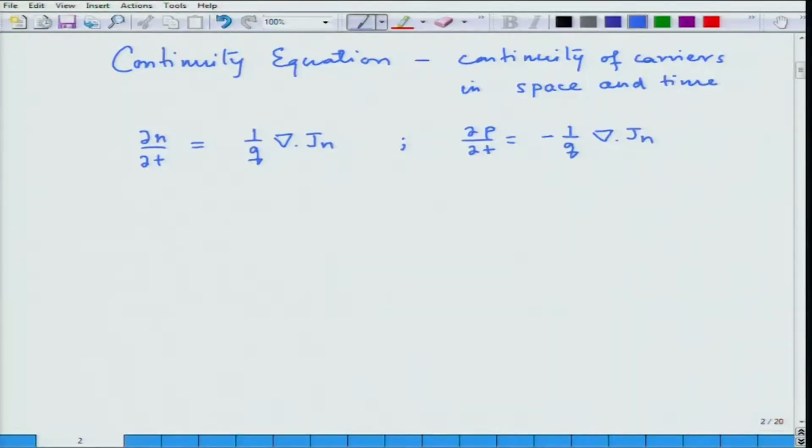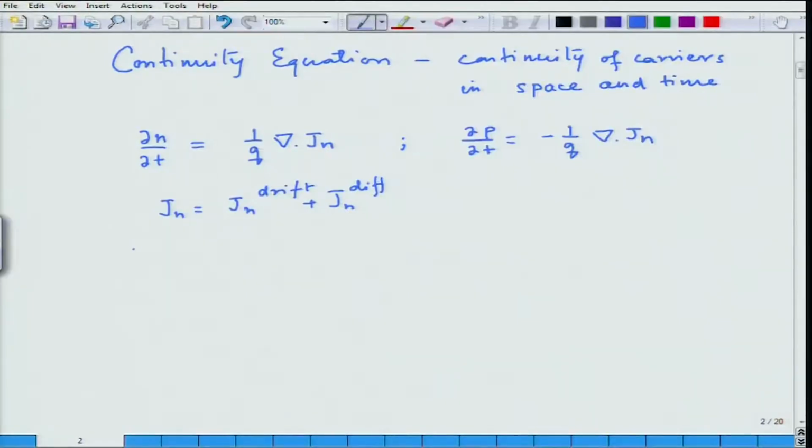So, if we write the change in concentration in a general term, then this can be further specified. What is J n? J n here is overall J n due to drift plus J n due to diffusion, and you can write equivalent terms here for holes.